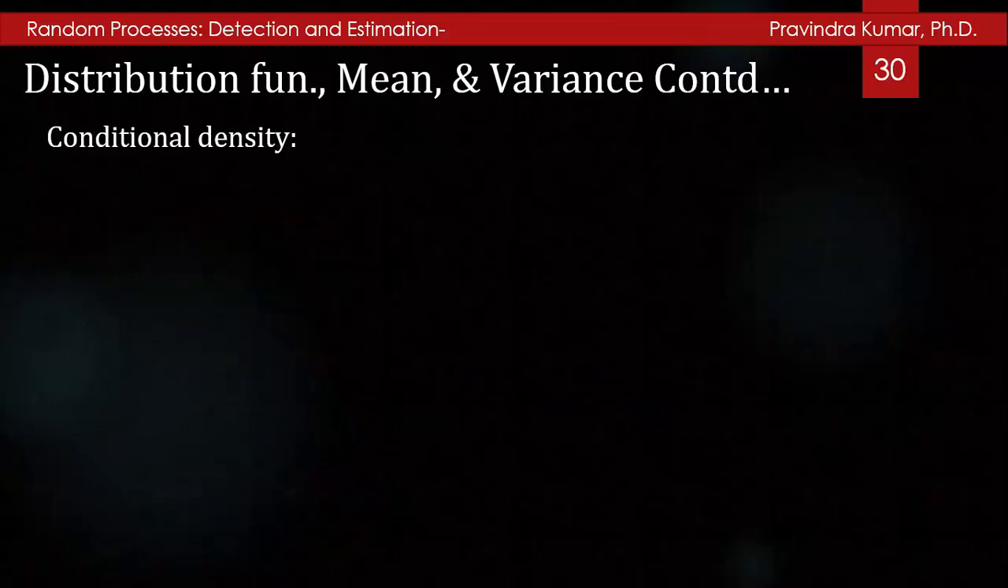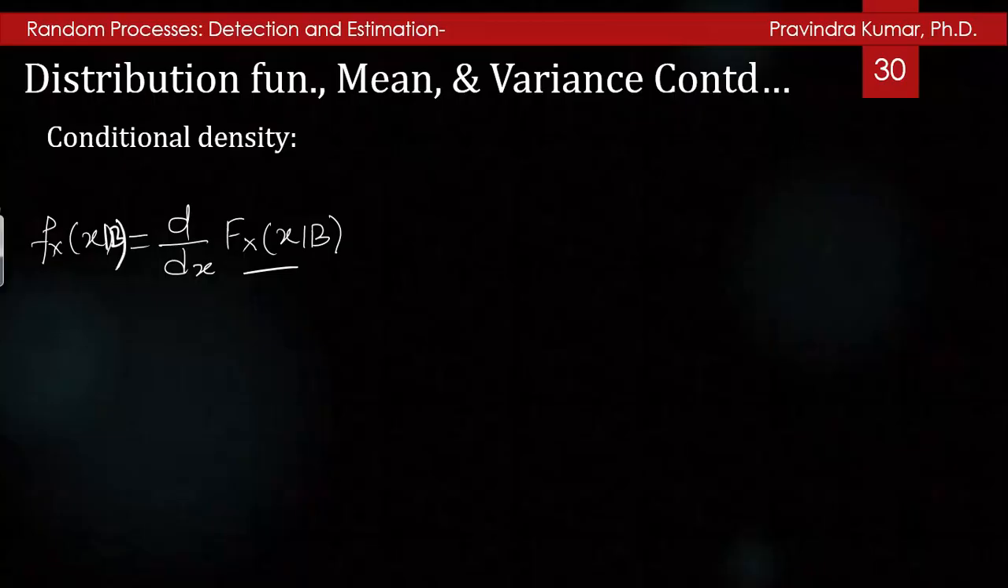Now the conditional density. Similarly to the density function, we can define the conditional density function of random variable X as the derivative of the conditional CDF. So f_X(x|B) is d by dx of F_X(x|B). So it is the conditional PDF.